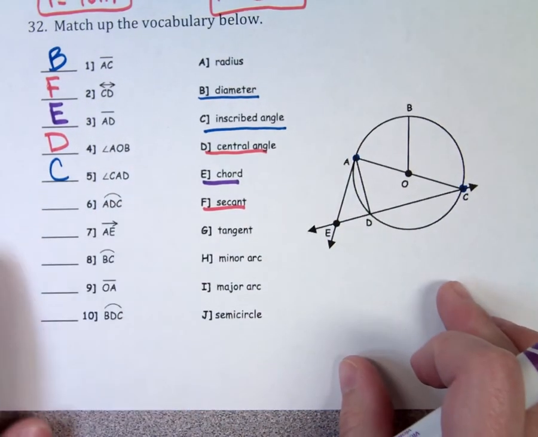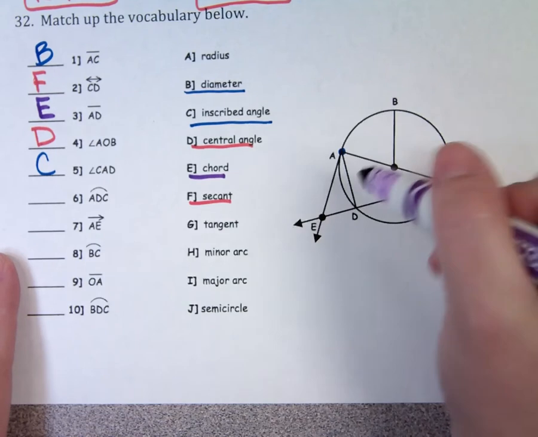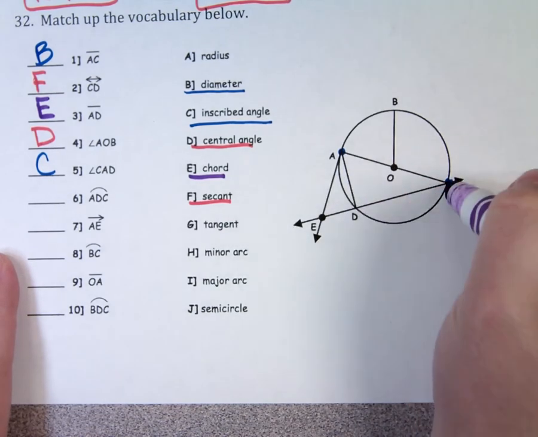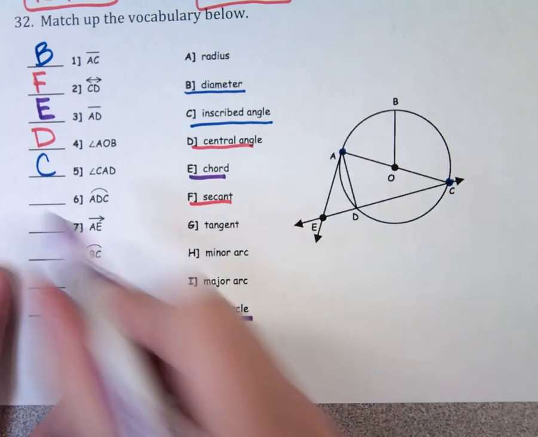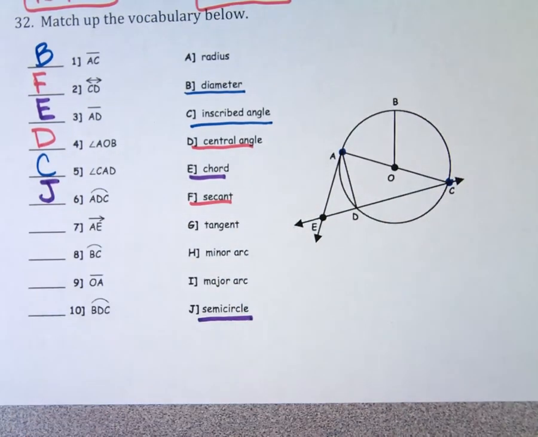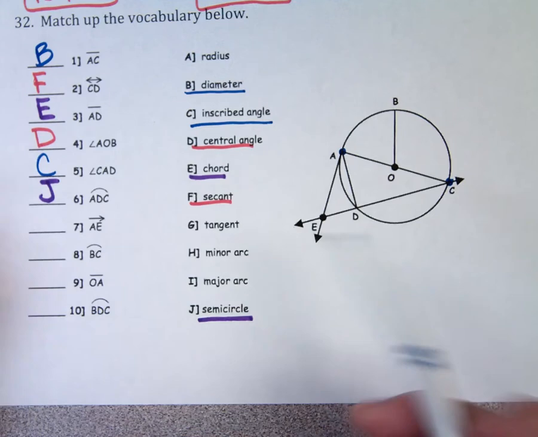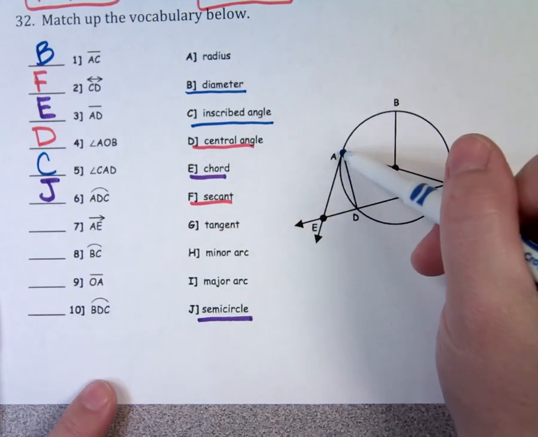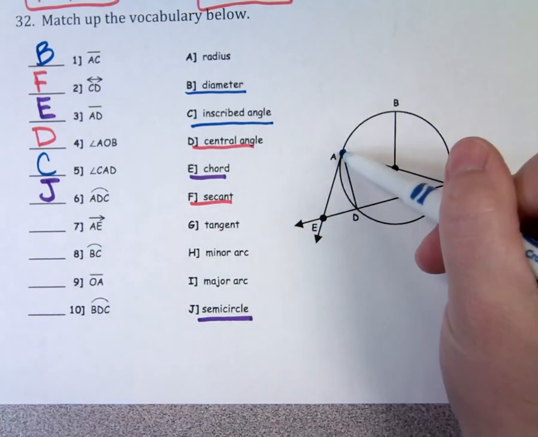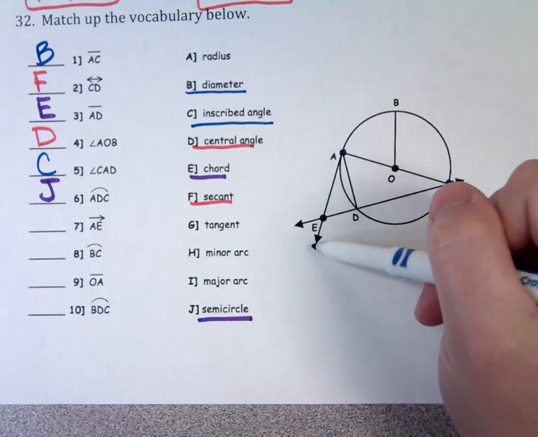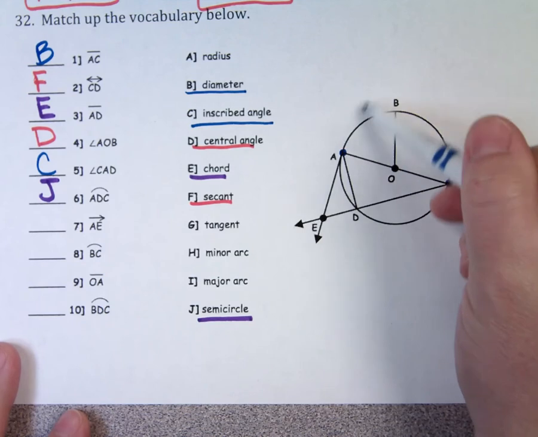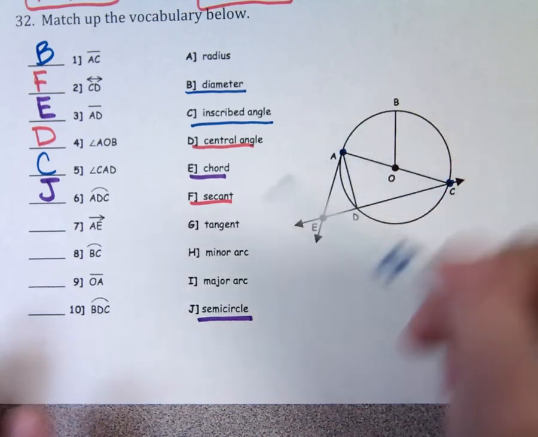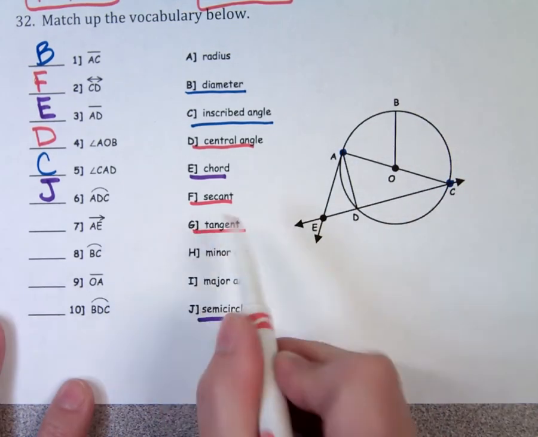Okay, number 6, this is an arc. So it wants arc ADC. ADC, that's half of a circle, so we call that a semicircle. Okay, number 7, this is ray AE. So it starts at A, it goes to E. This right here just touches the circle once. Even if I extended it and made it a full line, it would only touch the circle once. So we call that one a tangent.